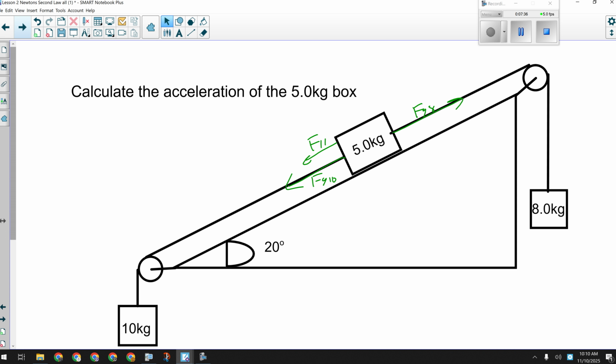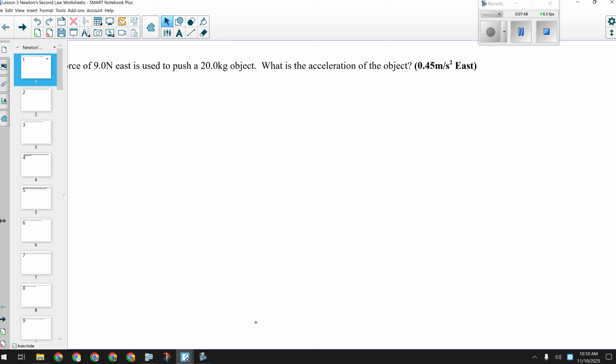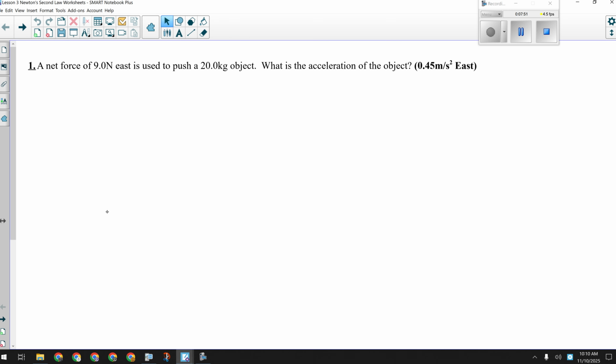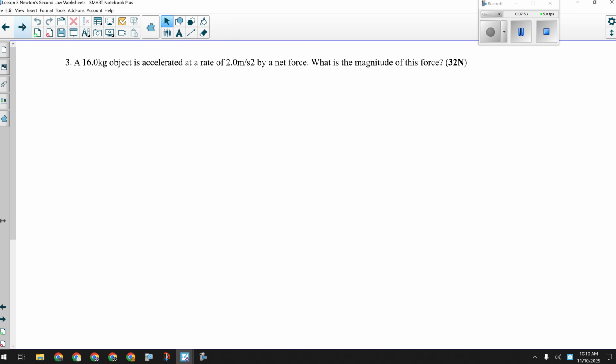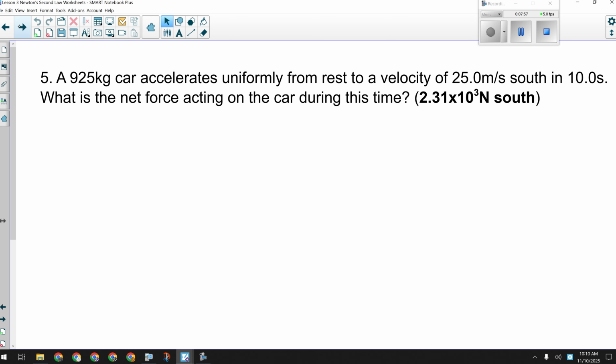Okay. So on that worksheet there, guys, that I just gave you, there's a few questions I want to try here to start off with. Okay, sorry, I'm going to open it up. Yeah, do it this way. Okay, so on that first page, Newton's second law worksheet there, I would like you to circle number 5.